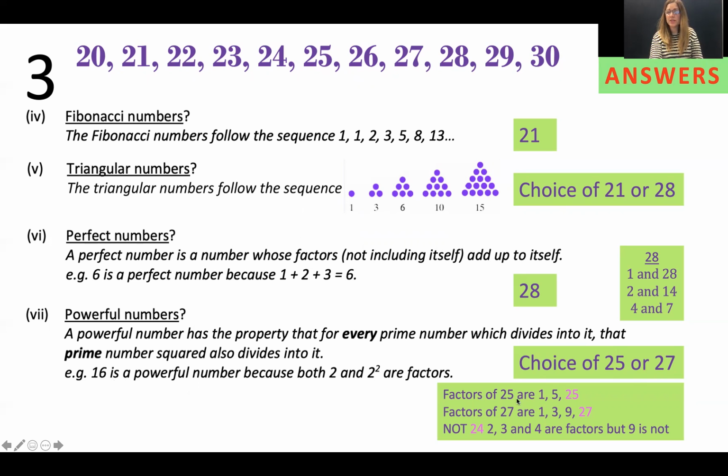That's because the factors of 25, there's a factor of 5, which is a prime number, 5 squared gives me 25. Or 27, because 3 is a prime number, 3 squared gives me 9. You cannot have 24 because although 2 squared gives you 4, 3 squared gives you 9, and 9 is not a factor of 24.